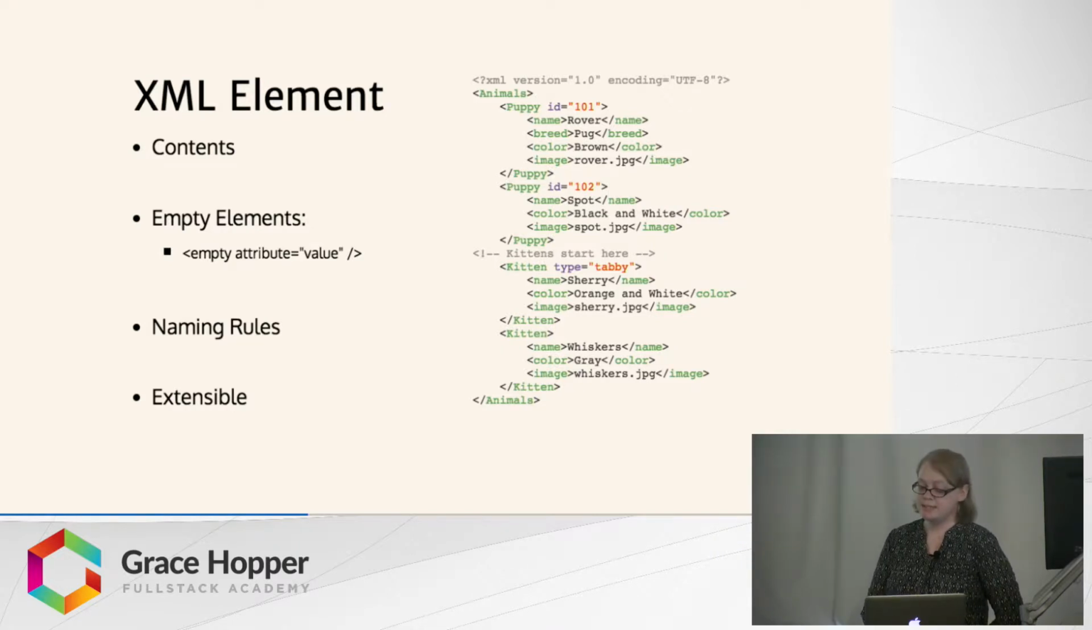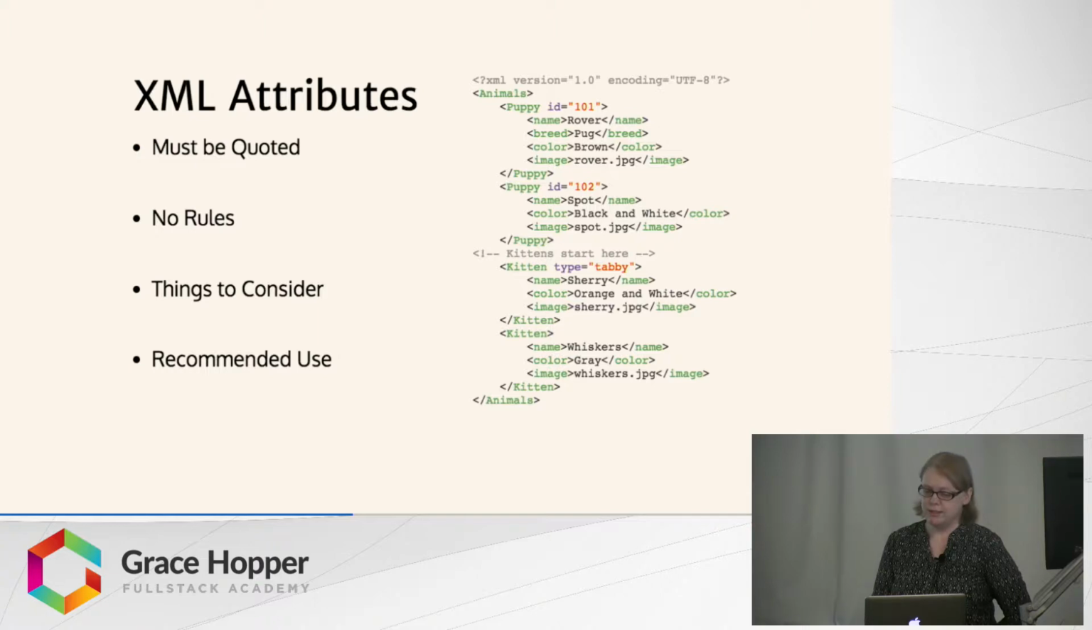Names must be case sensitive, must start with a letter or underscore, and can contain letters, digits, hyphens, underscores, or periods, and they cannot contain spaces. Elements are extensible. This means if an application has been built to extract all of the puppy and kitten data, the app will not break if I add another animal category to the file.